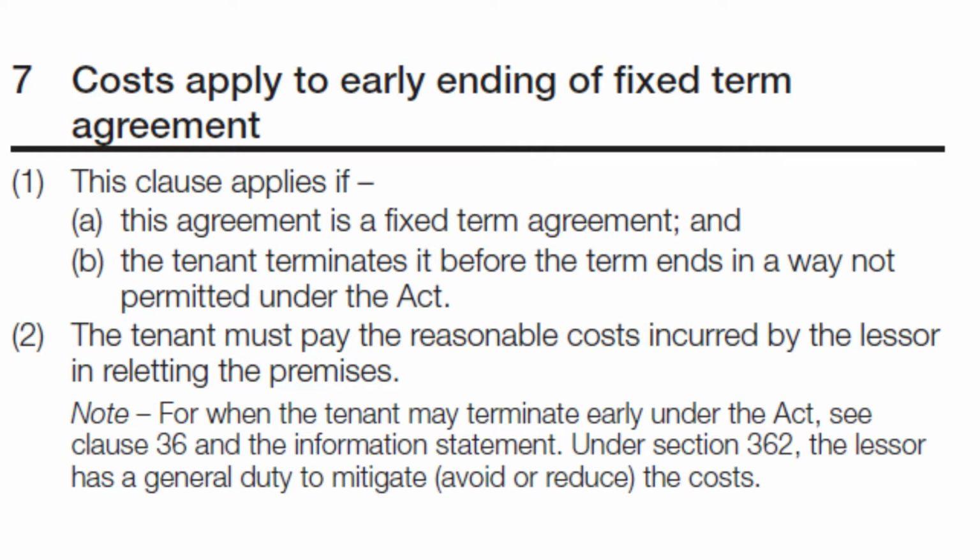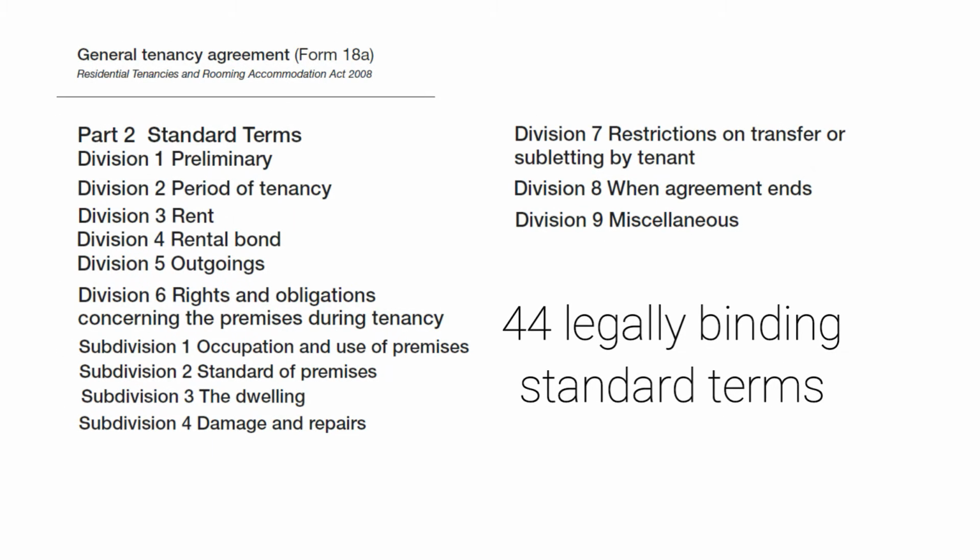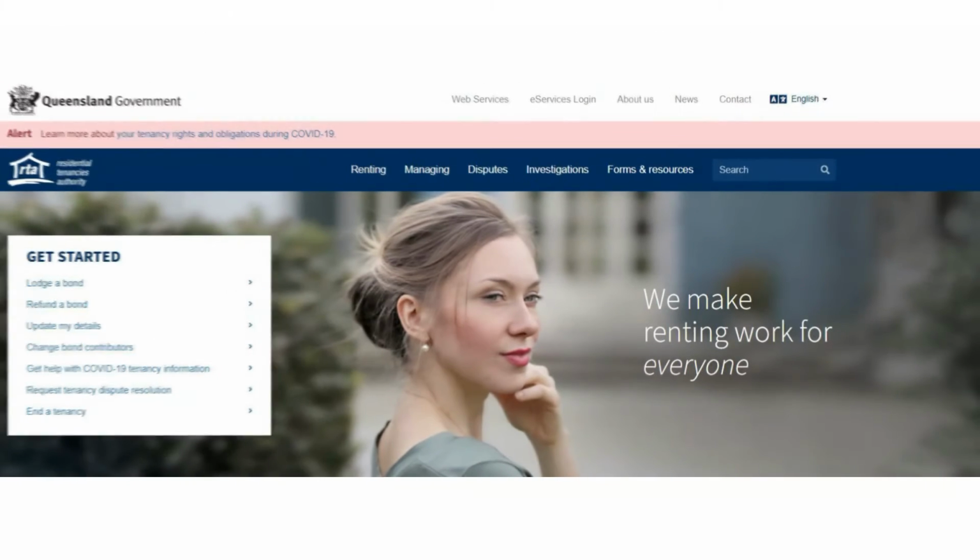The Form 18A consists of 44 legally binding standard terms in addition to special terms. Please review all terms in full and visit the RTA website for further information during your tenancy. The Residential Tenancies and Rooming Accommodation Act of Queensland sets out the rights and responsibilities of both parties to the agreement, which for our tenants include: you're required to pay rent on time and in the manner outlined.